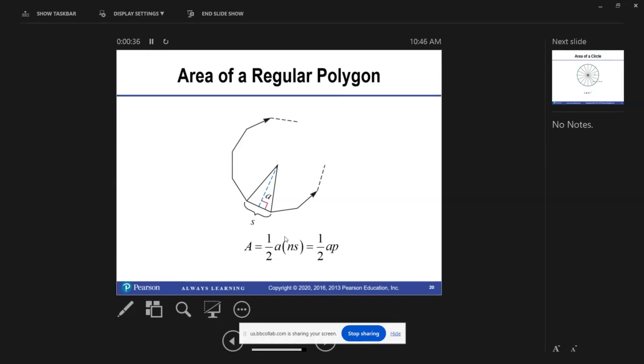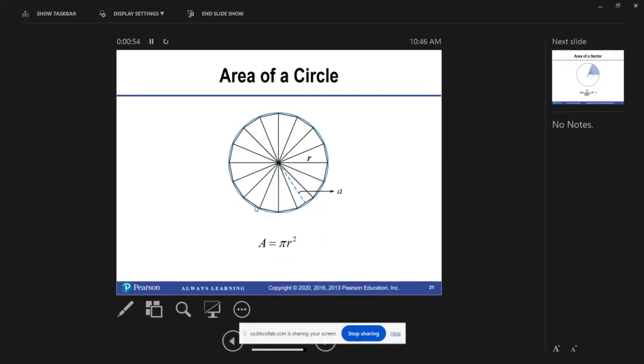Now, the P stands for perimeter. So that's where this NS is coming from. Whatever this length is, you're going to multiply it by the number of sides to get the perimeter. Now, this only works for a regular polygon because remember, if it's regular, all the sides and all the angles are congruent. And then the area of a circle is going to be pi r squared.